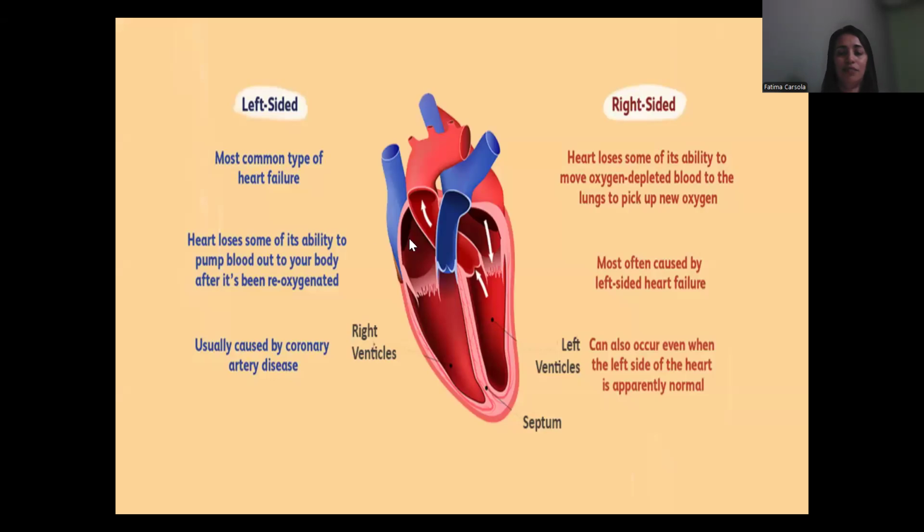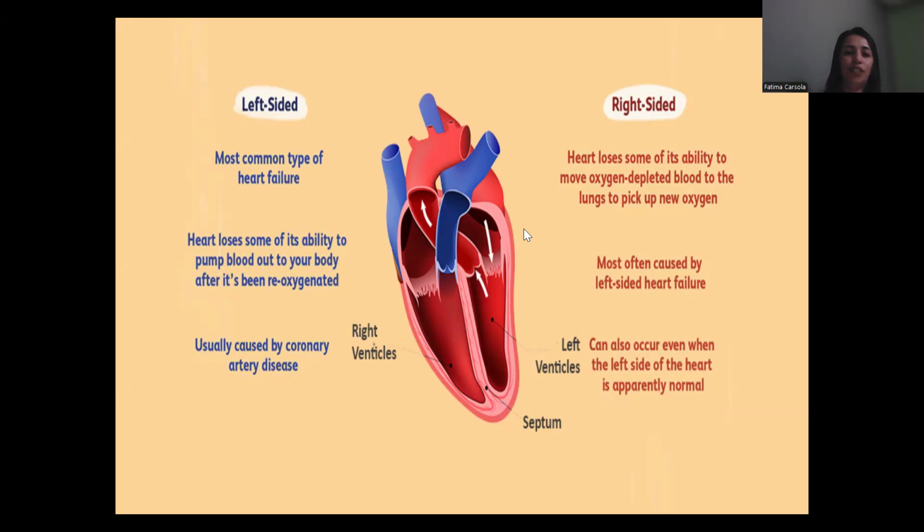Next, this could be an example or a picture of a left-sided versus the right-sided heart failure. It says here that the left-sided heart failure could be the most common type of heart failure, while the right-sided could be particularly on the inability of the heart to move oxygen-depleted blood to the lungs to pick up new oxygen. And for the right-sided, okay, it is most often caused by left-sided heart failure. So it could be a complication really of your left-sided heart failure.